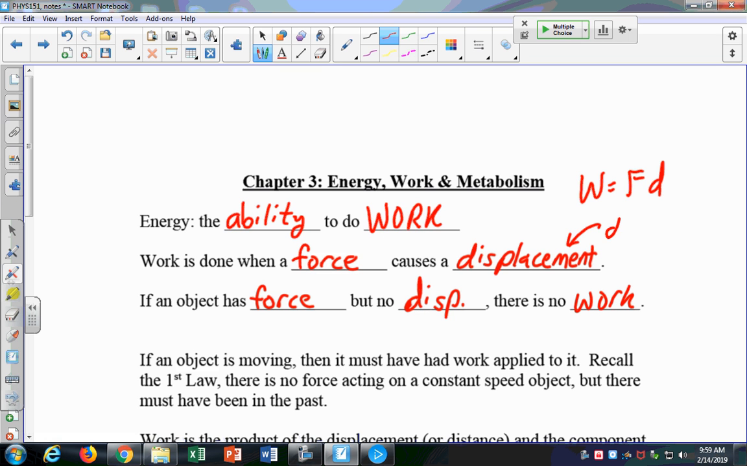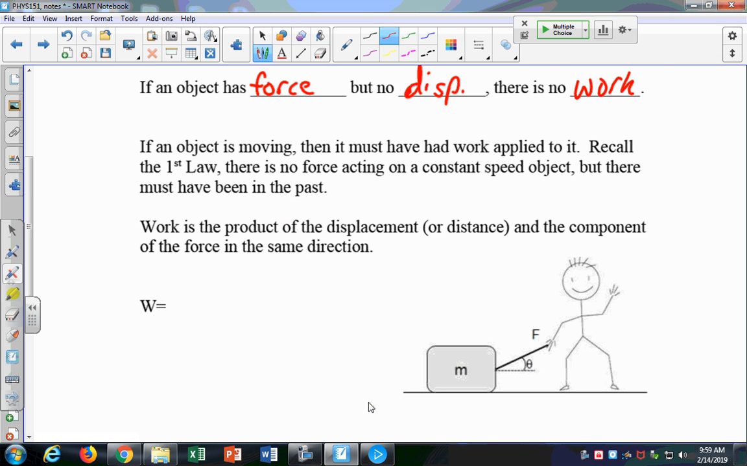And displacement, d, is just the difference between the final and the initial positions. I'm just moving an object from one place to another. So if an object's moving, then it must have had work applied to it at some point. Right? If an object is just moving through space at a constant speed, then there must have been something that made it get up to that speed. At some point, we had a force that acted on it over a distance, and that's what's causing it to move at a certain speed.